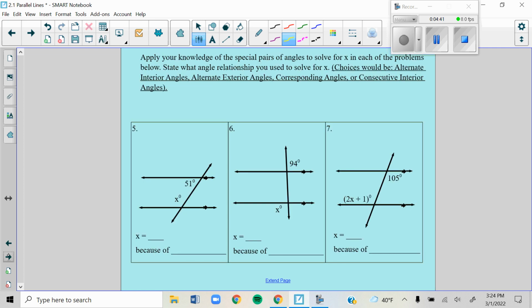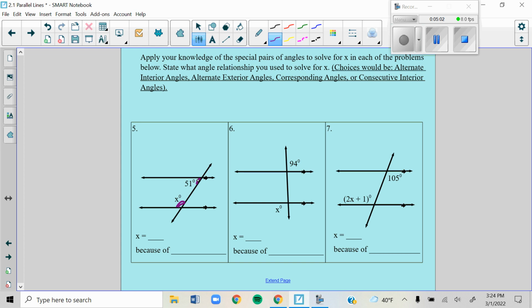All right, so we are going to use the knowledge that we just picked up in the previous part, and we're going to look at these diagrams and determine what the angle relationships are between these two angles, and then find out what x is. So if I look here, this is perfect, this is just like what we were looking at. These two angles are consecutive interior.